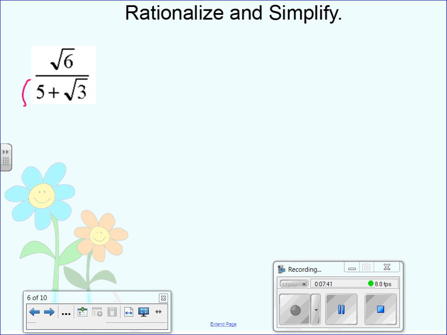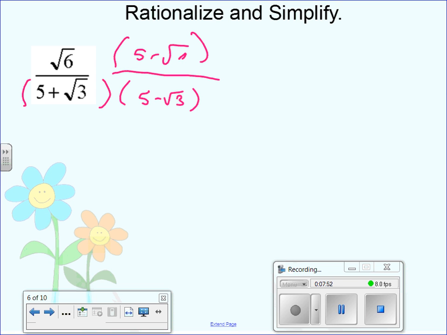We are going to use a conjugate. The reason being is our denominator is 2 terms. That's why. The conjugate we're going to use is 5 minus radical 3. That's a 5 minus radical 3. I don't know why my board wrote it so terribly.